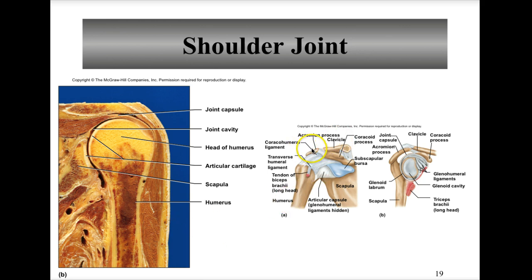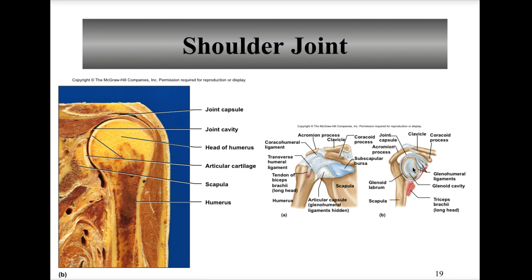So here is the joint. The acromion process and the clavicle are going to interact right here. Here is that glenoid cavity, and then you have the head of the humerus that is going to interact with that glenoid cavity there.